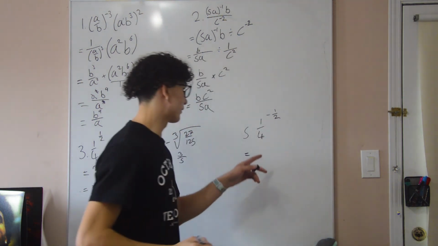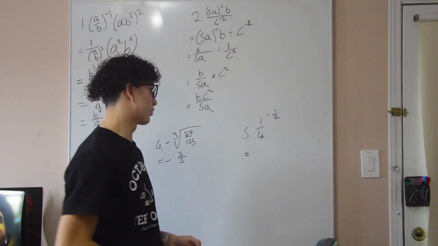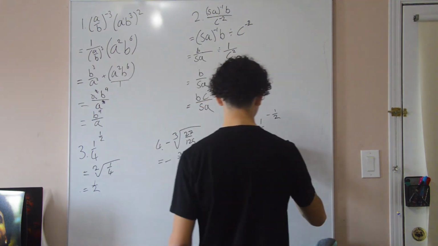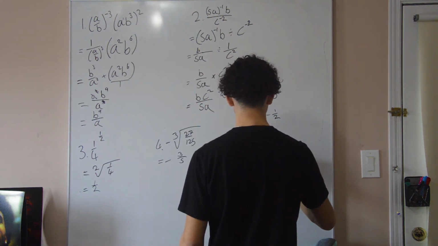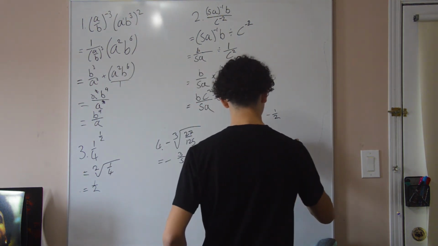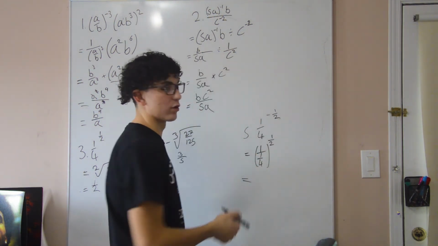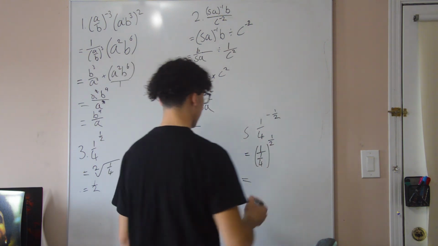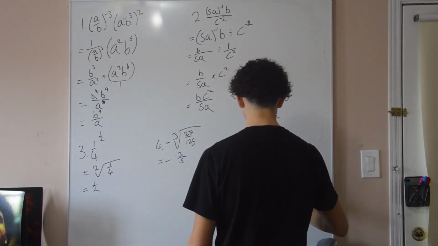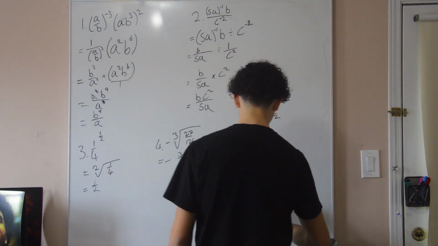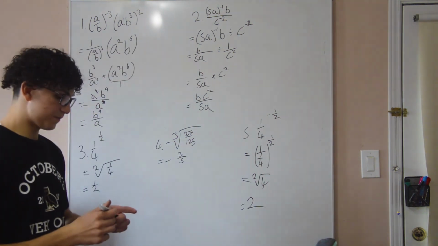Okay, and finally 1 over 4 to the negative 1 over 2. We see there's a negative, so this becomes 1 over 4 to the power of 1 over 2. And 1 over 4 is basically just saying 4. So we are taking the square root of 4, and we get our final answer to be 2, just like that.